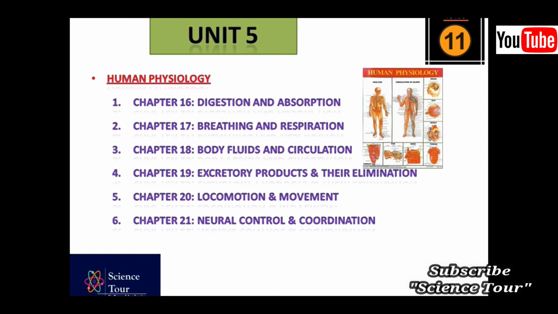Chapter 21 is about neural control and coordination. Here you will study about human nervous system, central nervous system and peripheral nervous system and visceral nervous system, structure of a typical neuron, generation and conduction of nerve impulse, what is reflex action, etc. Then the last chapter is chapter 22, chemical coordination and regulation.